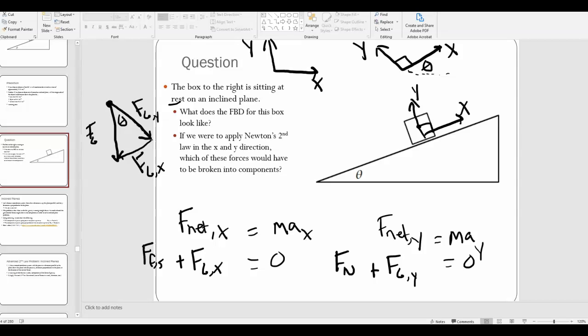So pause it there. Make sure you get that down in your notes. The last thing I want to add, before we start doing some examples, is how do you calculate FGX and FGY? Well, based off of this picture I drew, we can see, it's kind of hard to see actually.